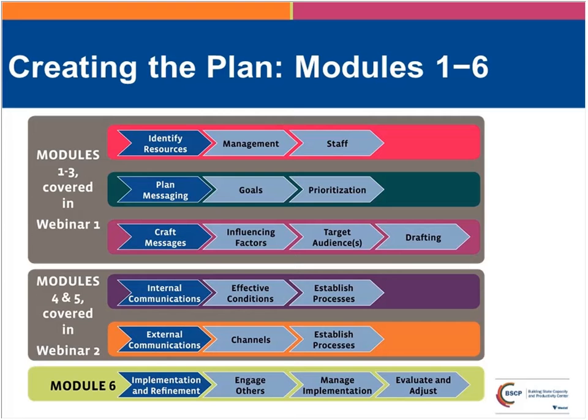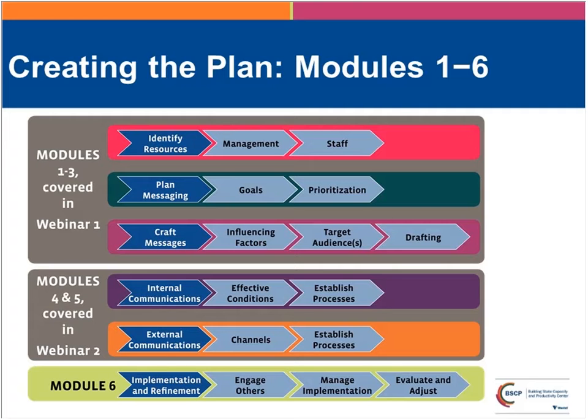Module 6, the last module of the BSCP Strategic Communications Toolbox, provides useful information on plan implementation and refinement, including how to engage others, recommendations for managing implementation, and how you can evaluate and adjust your plan moving forward. And for each module, we have in other webinars discussed, and we will discuss the pertinent tasks by steps in detail. And then we provide insight on how the toolbox can help you complete the tasks.